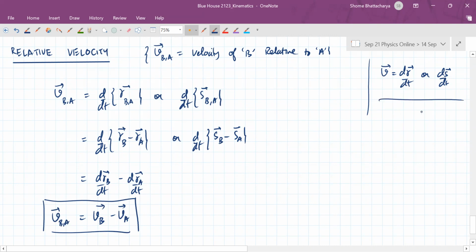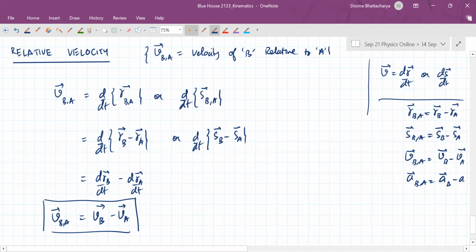So we're getting the same pattern in all the definitions. Like we saw that relative position is difference in the absolute position of ground frame. Relative displacement is difference in displacements with respect to ground. Like that, relative velocity is vector difference of vB minus vA. And like that, we will see in the next derivation that relative acceleration also comes out to be acceleration of B minus acceleration of A. So this is a series of definitions that we see.